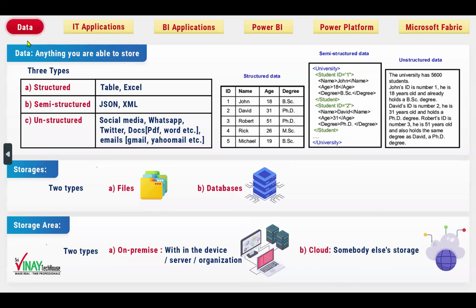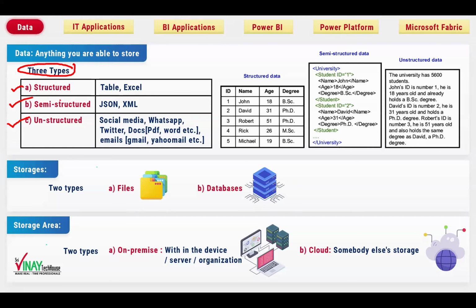Now data. Without data, there's no IT application. So data is important. Then what is data? Anything you're able to store is called data. And we have three types of data: structured data, semi-structured data, unstructured data. We had only structured data till the 90s, but nowadays we have semi-structured and unstructured data also.